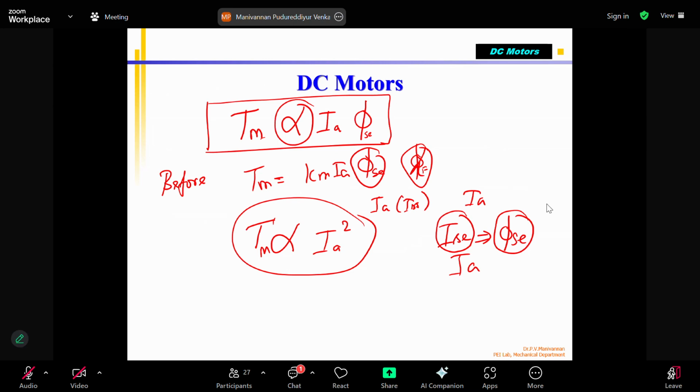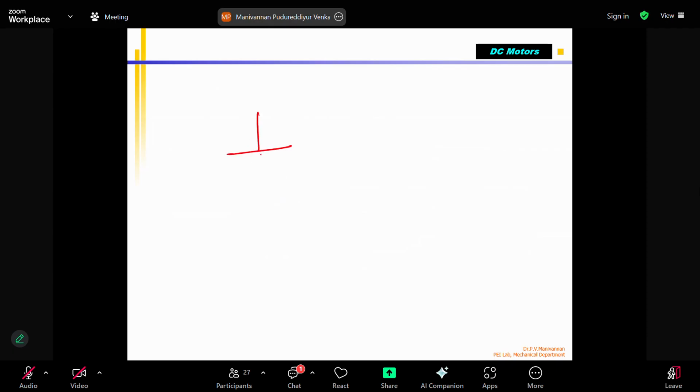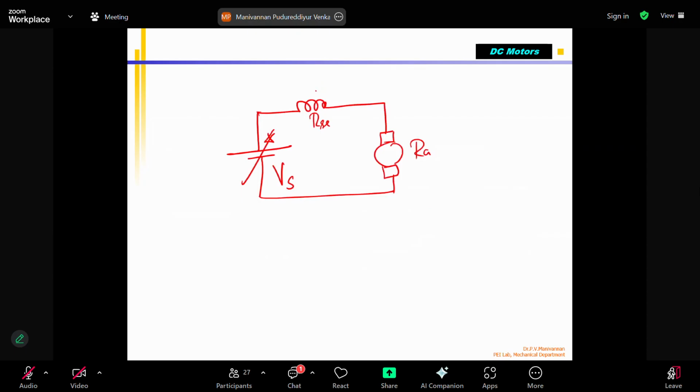We know that as you increase in this series motor, I have my supply V connected to the series coil going to the armature. RSC, RA, and ΦSC, and this current I call IA. Already we know ISC is the same as IA. So we told that TM is proportional to IA square.